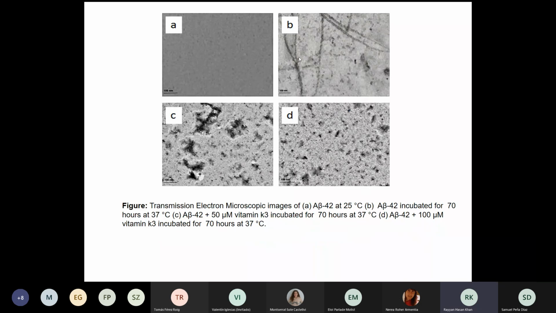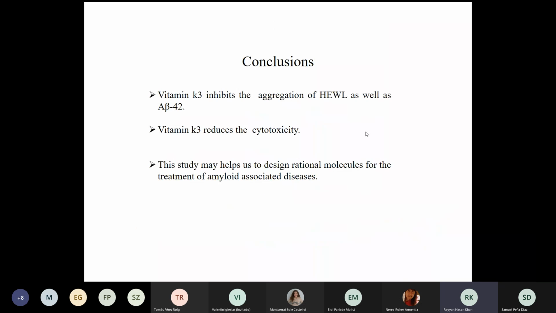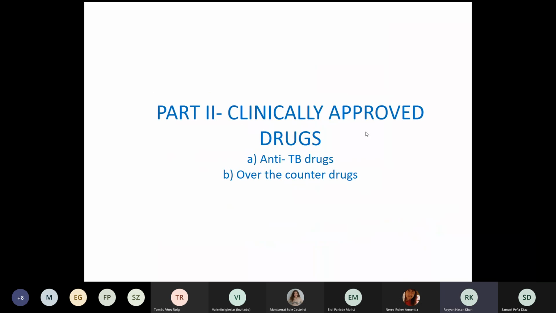This is the A beta 42 control, and this is the amyloid fibril, and this is in the presence of 50 and 100 micromoles of vitamin K3. So from here we can conclude that vitamin K3 inhibits the aggregation of hen egg white lysozyme as well as A beta 42. Vitamin K3 reduces the cytotoxicity. This study helped us to design a rational molecule for the treatment of amyloid-associated disease.